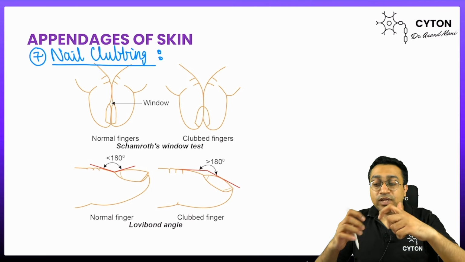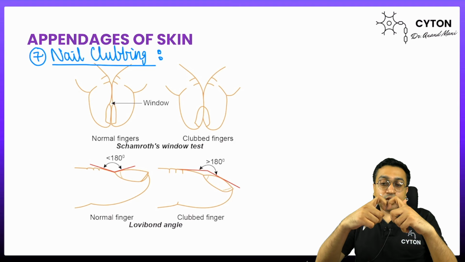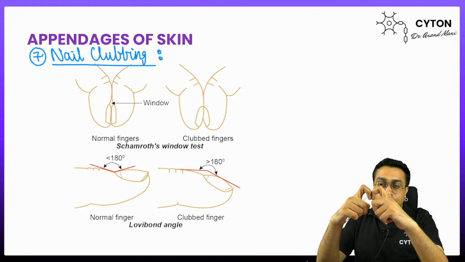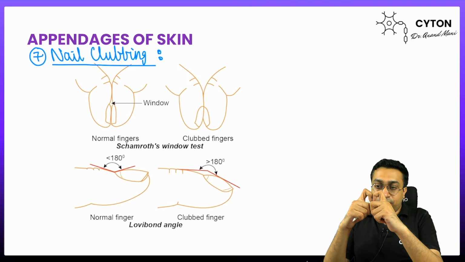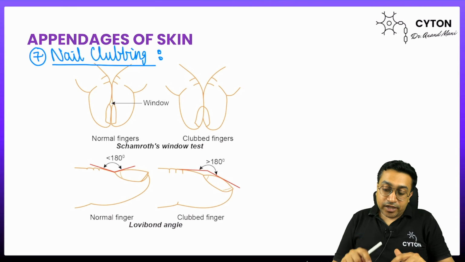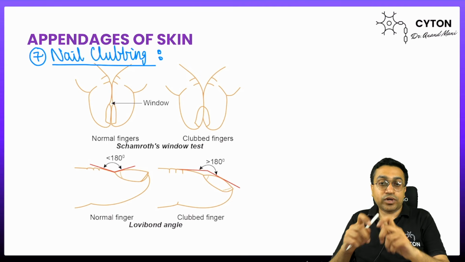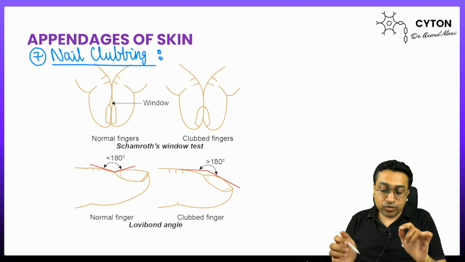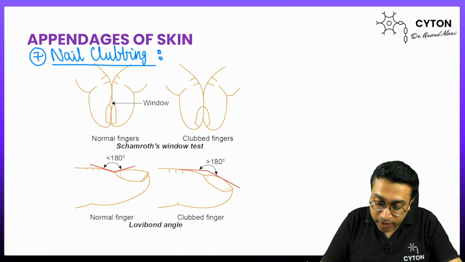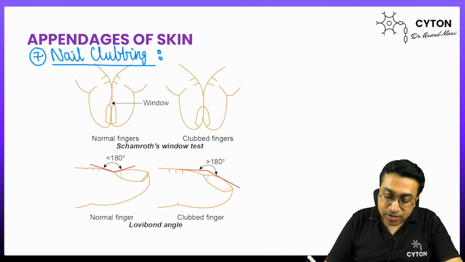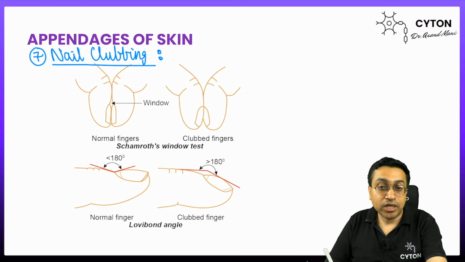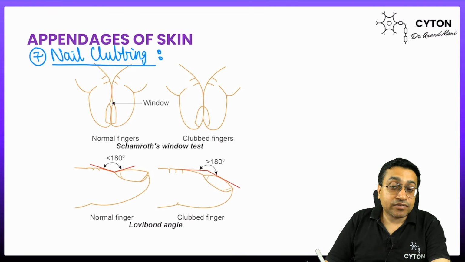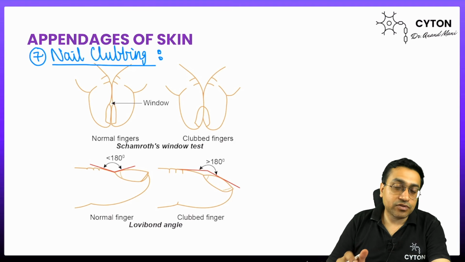Bulbous swelling, just see the photo also to see how it is present. If you place the nails of the 2 index fingers together, you can normally see a window between the 2. Can you check whether there is a window or not? If you approximate them together, there should be a window through which you can see. That window is gone, so it is obliterated in case of clubbing. That is the Shamrock's window test. And then there is the Lovibond angle, which increases to more than 180 in case of a clubbed finger. It is related to multiple diseases you will study in medicine.